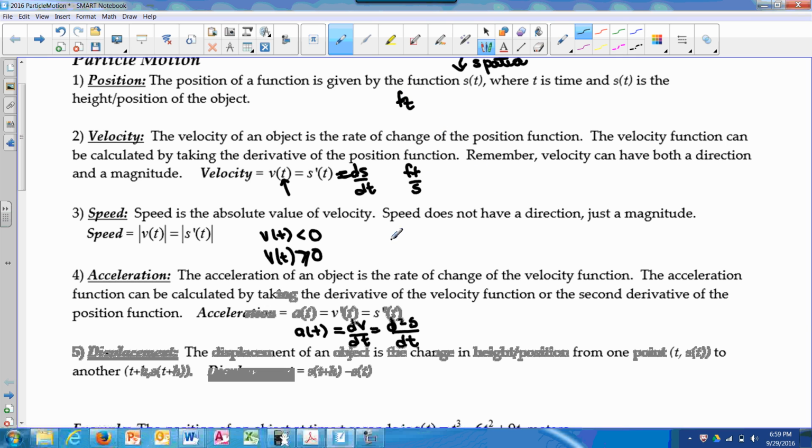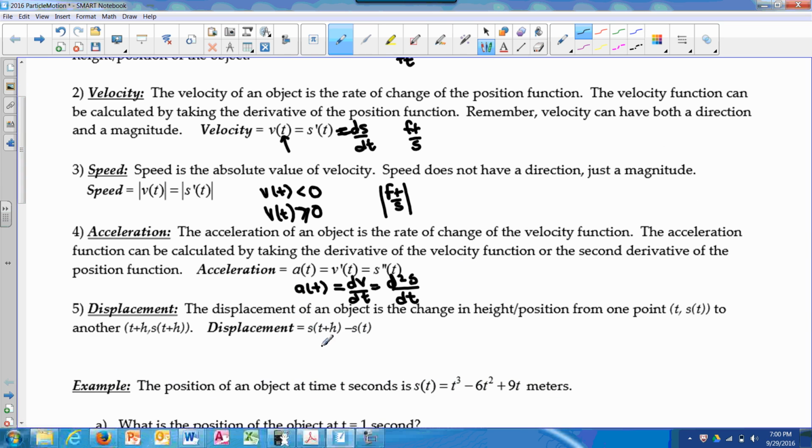Velocity is represented by v of t, so notice that your input variable is time and your output, or your y variable, is v, but that is found by finding s prime of t. It's the change in position over the change in time. Speed is the absolute value of velocity, so a negative velocity would tell us our speed in a negative, downward, or reverse direction. A positive velocity would tell us our speed in a forward, upward, or positive direction of motion.